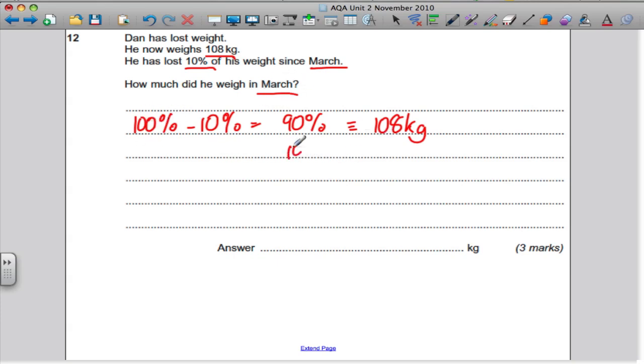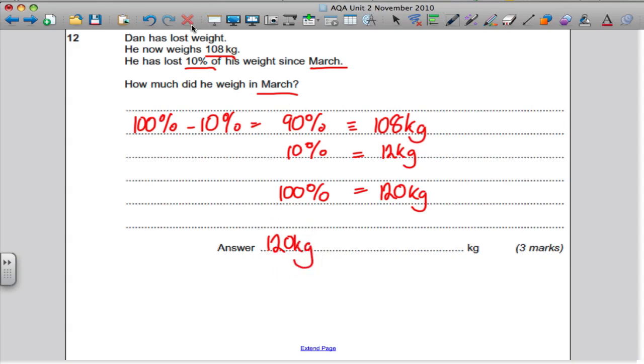Well, we can do that by working out 10% by dividing by 9. So divide this by 9 and you get 12 kilograms. So 10% is 12 kilograms. So 100%, which is his March weight, is that times by 10. So it's 120 kilograms. So his March weight is 120 kilograms.